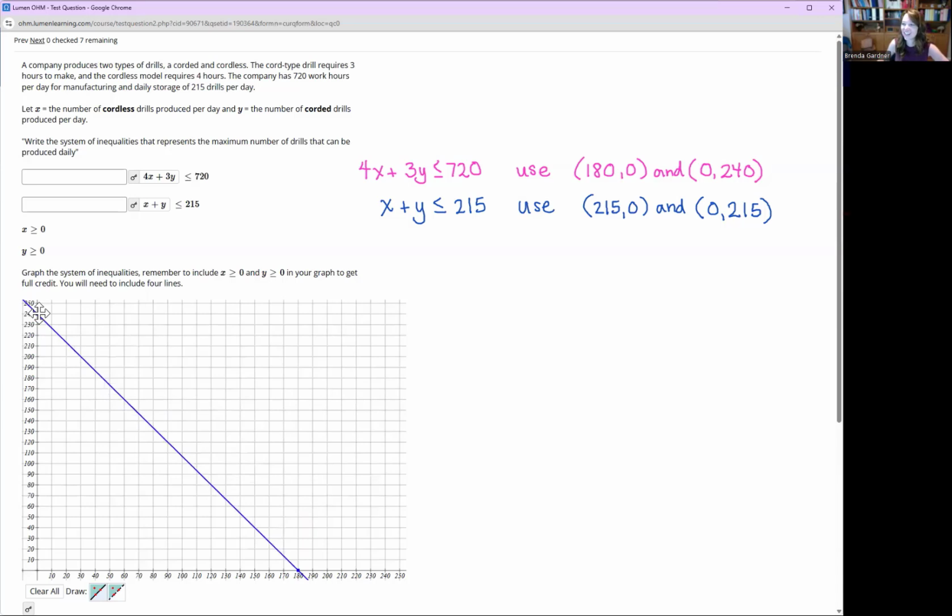Click to anchor it down on both ends, and then I'm going to shade below that area. Okay, you can pick any point below it and just anchor the shading.